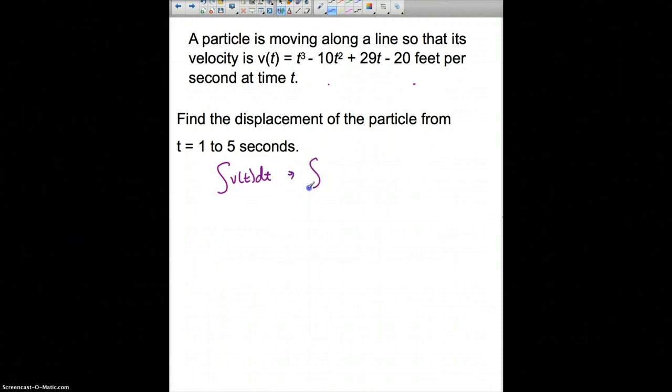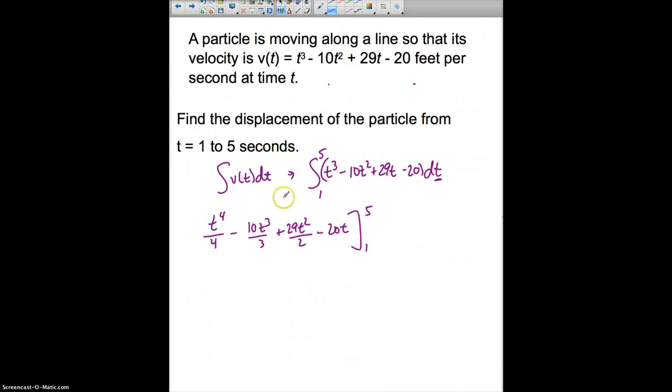All right, so we're going to integrate t cubed minus 10t squared plus 29t minus 20 to give you the position. And we're going from 1 to 5 seconds. Notice these limits of integration always relate to this variable, t, the variable that's in the integrand. So antiderivative of t to the third is t to the fourth over 4 minus 10t cubed over 3 plus 29t squared over 2 minus 20t from 1 to 5. Plug in your 5 and then you plug in your 1 and you subtract the two of them.